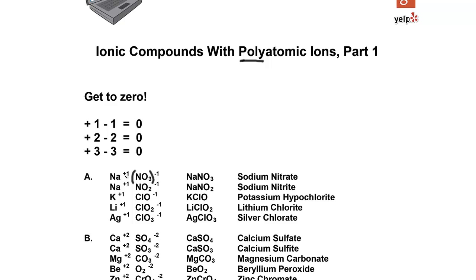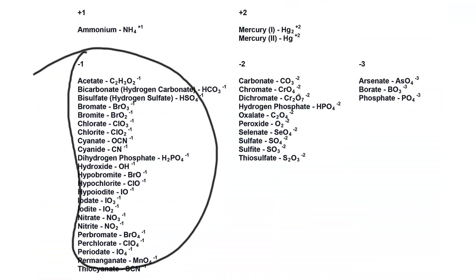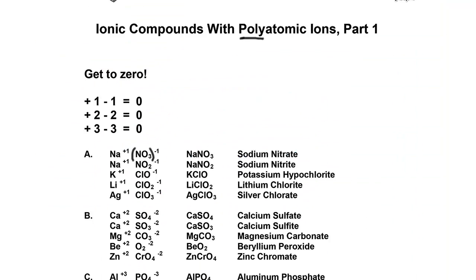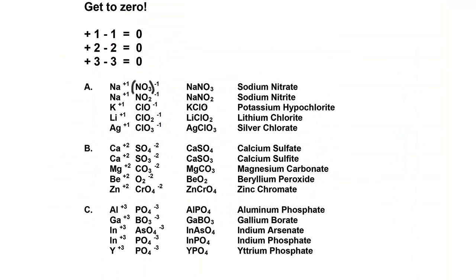So sodium nitrate. Sodium is +1. Instead of nitrate, we have NO2, which is nitrite. Sodium nitrite. Potassium +1. ClO is called hypochlorite. And again, if you forgot, make sure you go to your polyatomic ions, right? Hypochlorite, right there, ClO. It's got a -1 charge to it. So we have potassium hypochlorite.